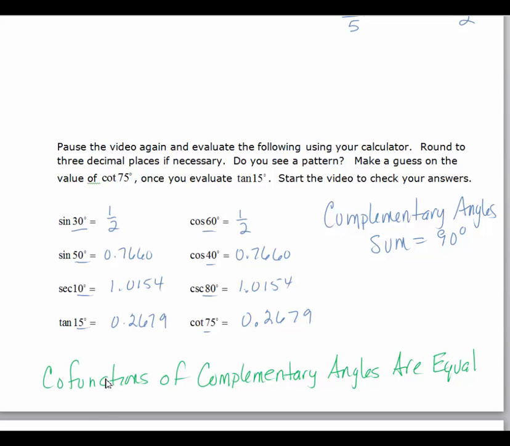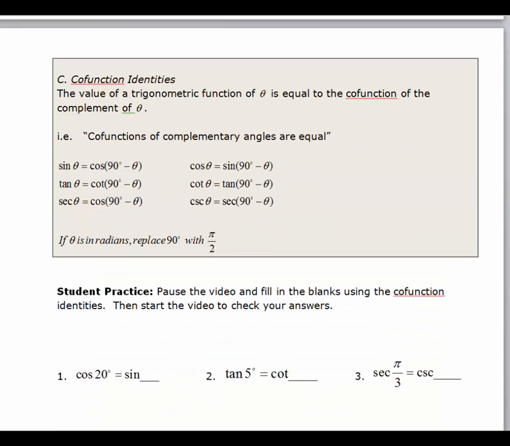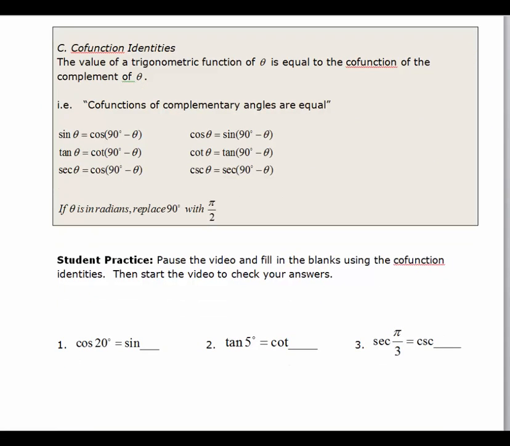Alright, so if co-functions of complementary angles are equal, let's look and see what that looks like as an identity. So we'll slide to the next page. These are called co-function identities. It says the value of a trigonometric function of theta is equal to the co-function of the complement of theta. So basically if you have the sine of theta, that's equal to the cosine of 90 minus theta. The tan of theta equals the cotan of 90 minus theta, and the secant of theta is equal to the cosecant of 90 minus theta. Now this works both ways, and you can also change theta to radians by replacing the 90 with pi over 2.